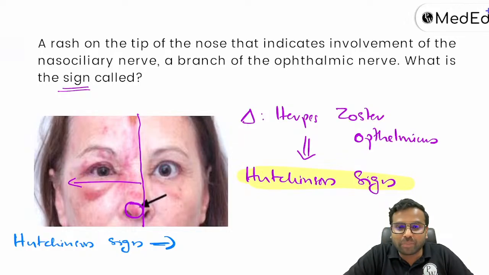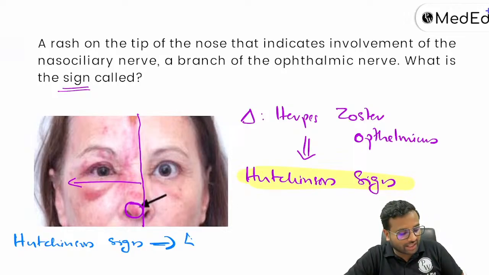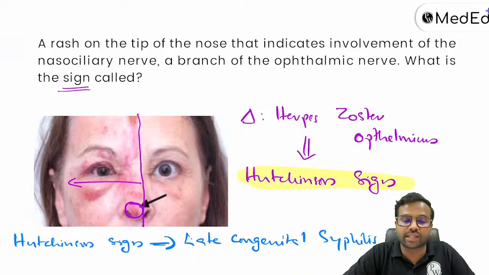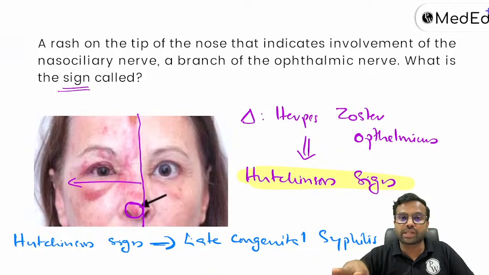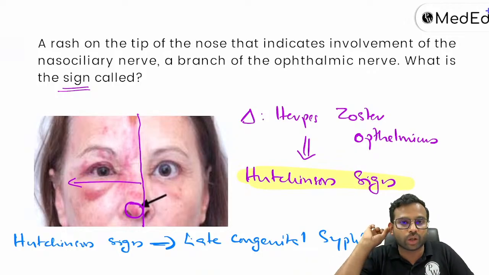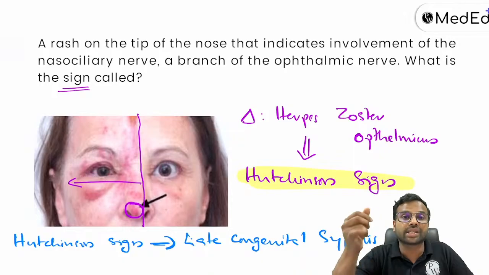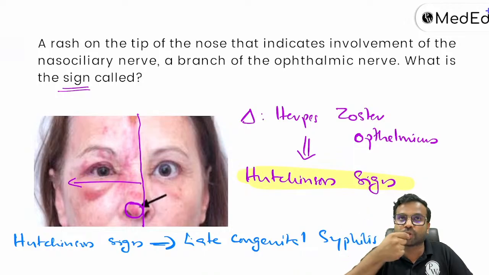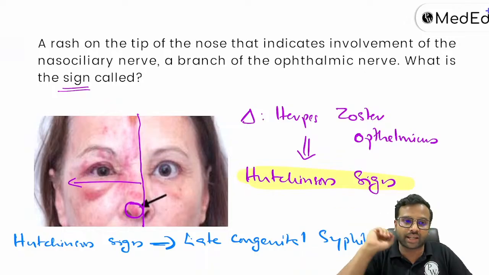So that can be late congenital syphilis. What is happening in late congenital syphilis is the patient can present with sensorineural hearing loss along with interstitial keratitis as well as Hutchinson teeth, isn't it? The notching of the central incisor teeth is seen in late congenital syphilis.